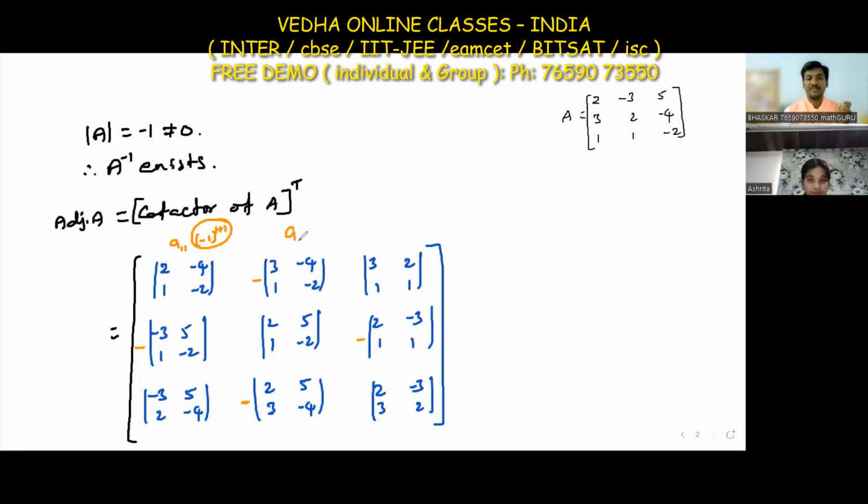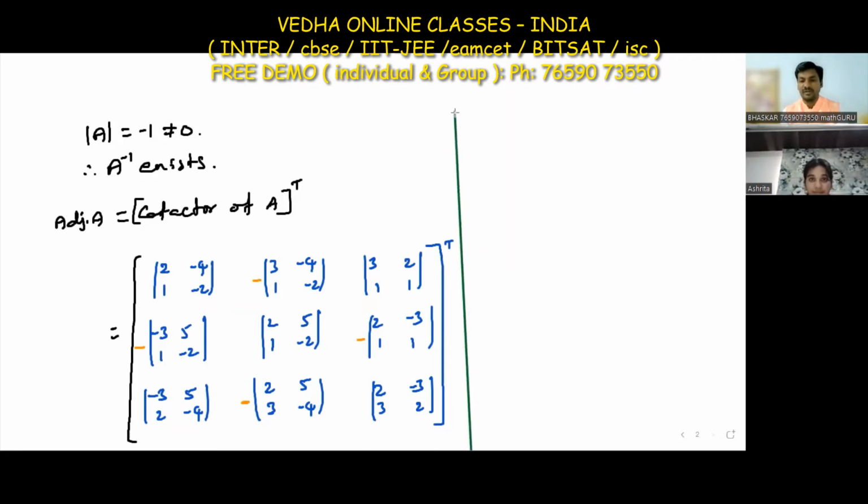If we take element A12, first row second column, minus 1 whole power 1 plus 2, i plus j. 1 plus 2 is an odd number, and when we get an odd number, we get the negative sign. Now we have to simplify this. No need of this A now. We have to take the transpose of this. Now all these are the cofactors after changing the minus sign.